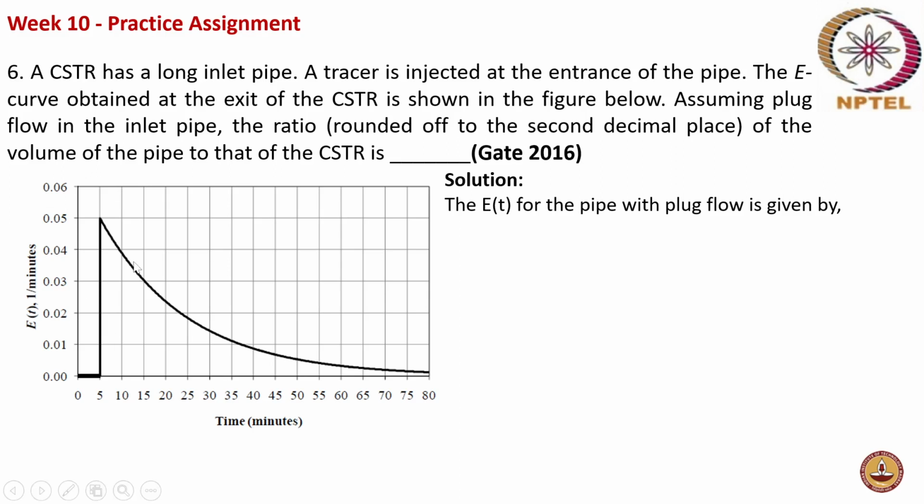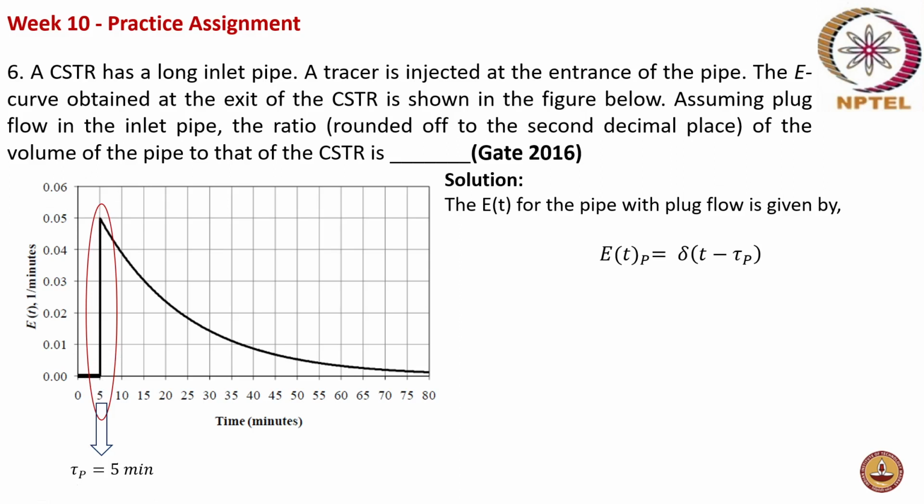That is nothing but this spike which you can see at time of 5 minutes. With this, we can find out the E curve for the pipe, which is nothing but E of t for the pipe is your Dirac delta function given by delta of t minus tau p, where tau p is the space time for this pipe. So this part of the curve is your spike according to the plug flow for the inlet pipe. That is why we are able to see the spike, since it is a plug flow.